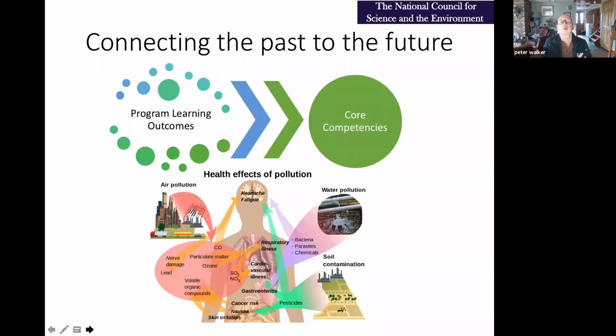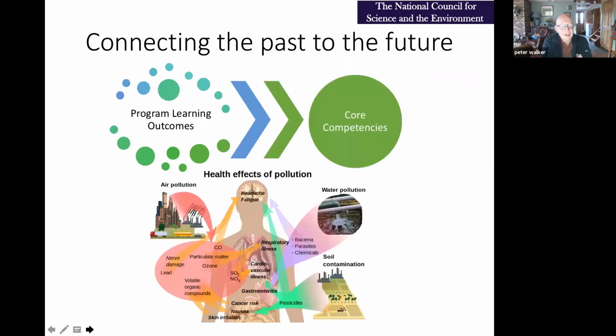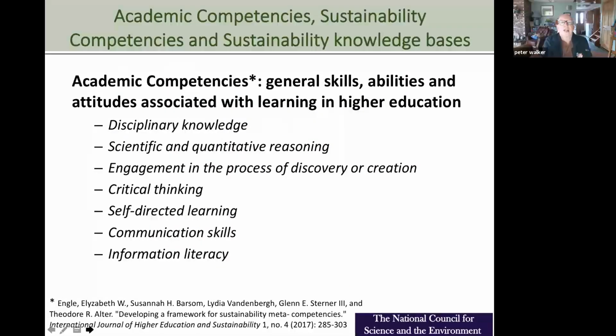So core competencies, we hope, gives us a better tool than learning outcomes to actually frame where we want to go. And Rob, that really takes us on to your area. With all of that, you've gone backwards, I think. What does this mean for sustainability and how we apply these in the academy?